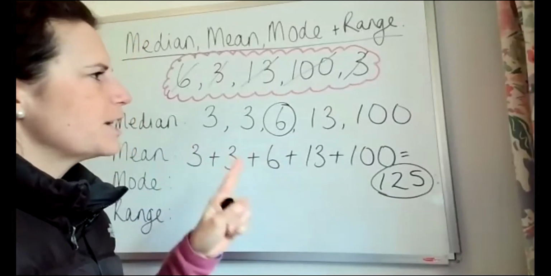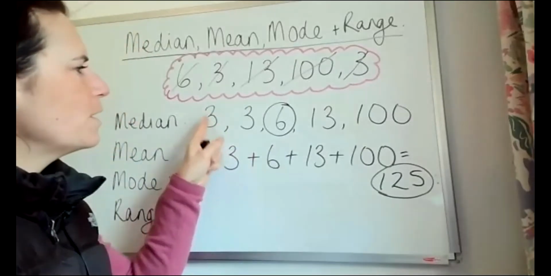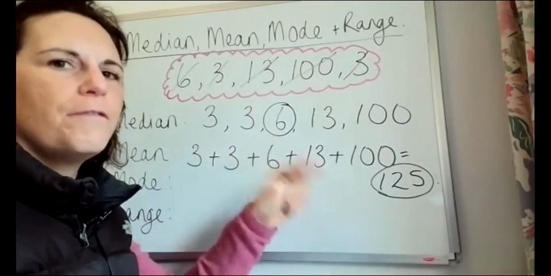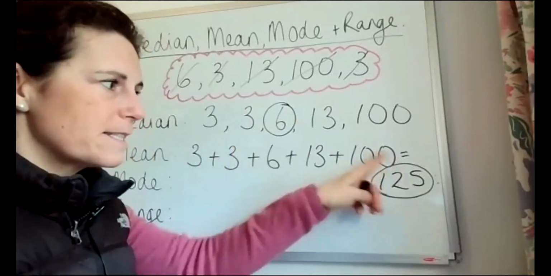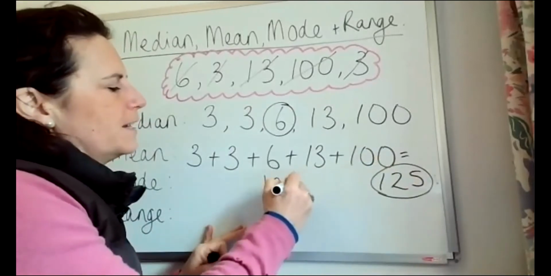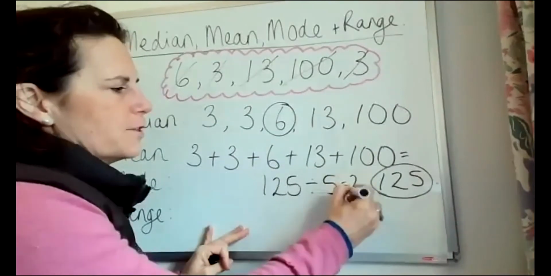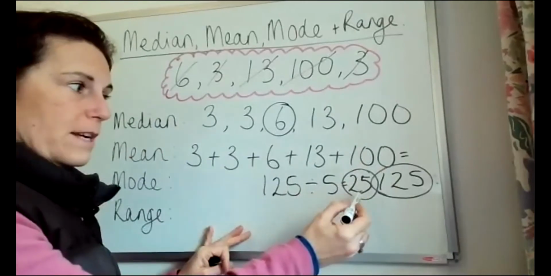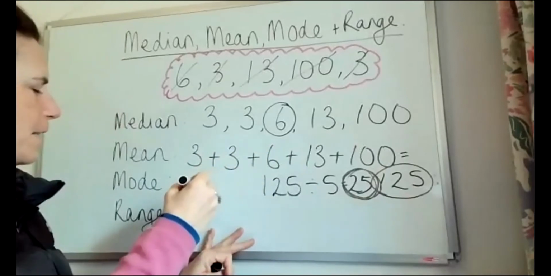The reason it changes is because we have to divide by the number of numbers. So I've got 1, 2, 3, 4, 5 numbers. So I have to divide by 5. If I had 6 numbers, I would have to divide by 6. Add them all up and divide by 6 if I had 6 numbers. So 125 divided by 5, because we've got 5 numbers, equals 25. So the mean for this question is 25. We've added them all up and we divide by 5.